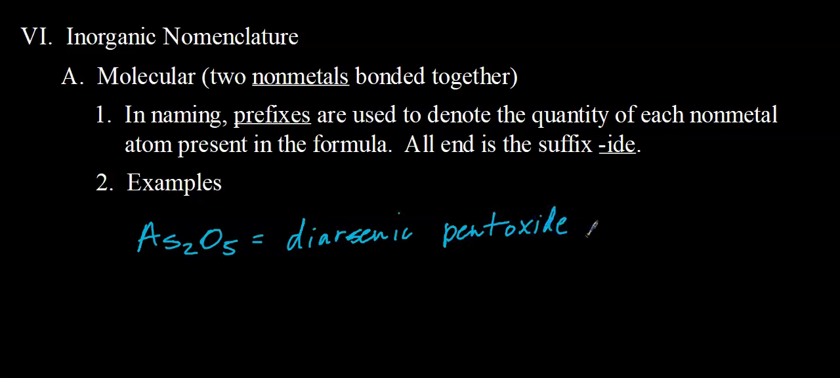So again, we'll take off the A from penta, make pentoxide: diarsenic pentoxide.